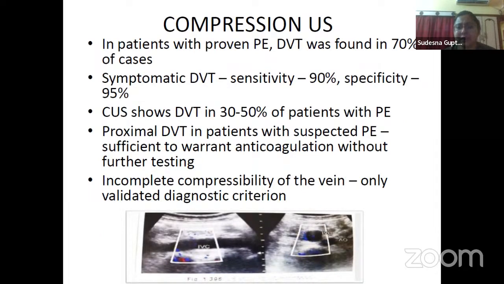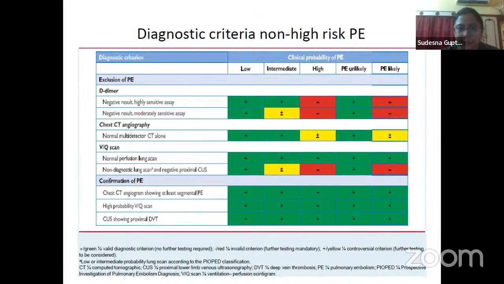Compression ultrasonography, this is with respect to DVT. This was found to be very useful with a sensitivity of 90% and specificity of 95%. But one main thing is that while doing compression ultrasonography, I should compress the vein with only that much pressure needed to compress the vein against the surrounding artery. At the same time, I should take care that I don't dislodge an already formed thrombus over there.